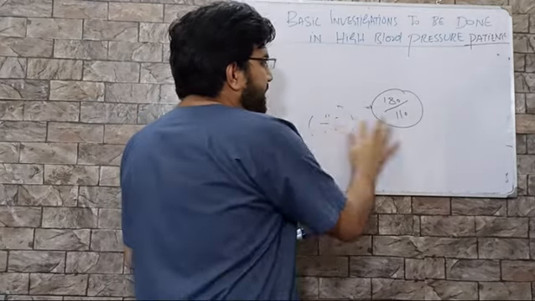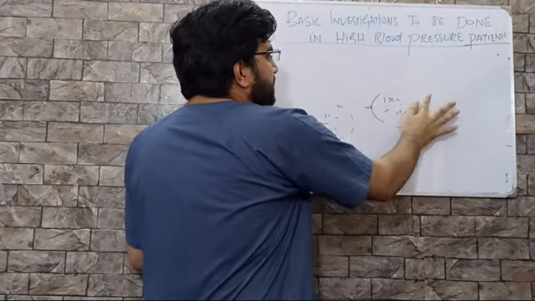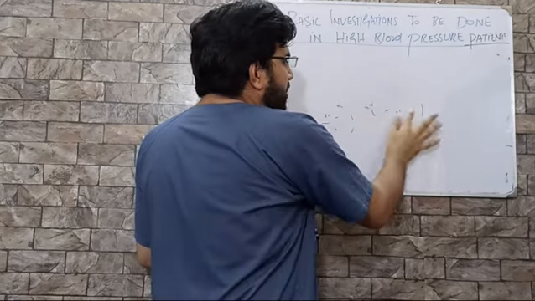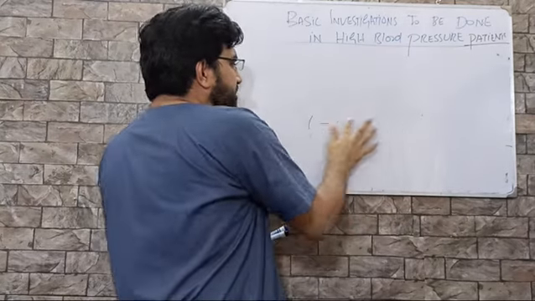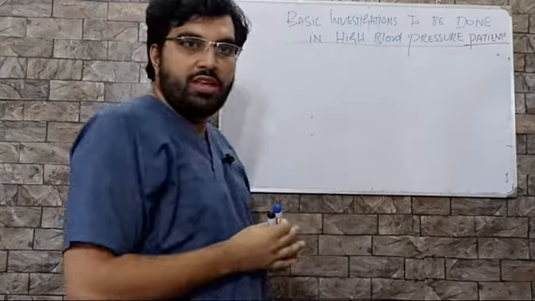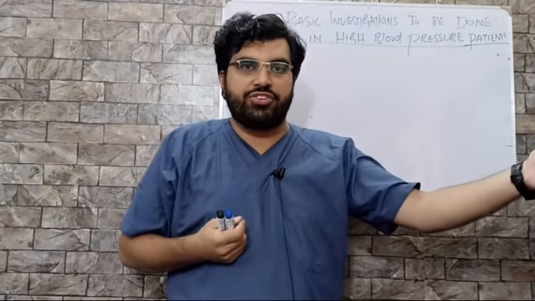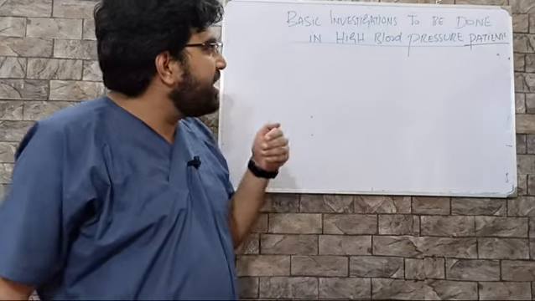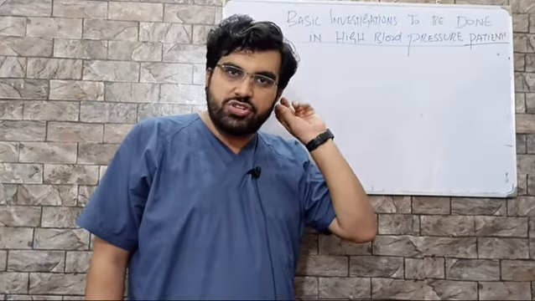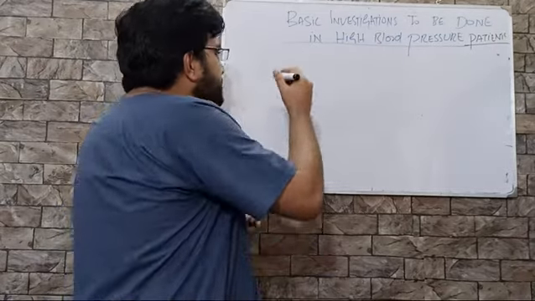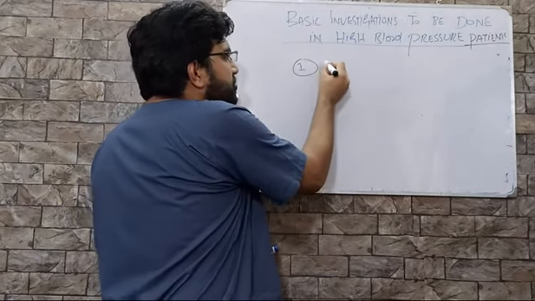So if you are having hypertension or high blood pressure, what are the basic investigations you need to do? There are two types of investigation. One is the basic investigation, the other is extended investigation. I will make another video on the extended investigation, but right now I will limit my discussion to the basic investigation. Now the first thing is ECG.